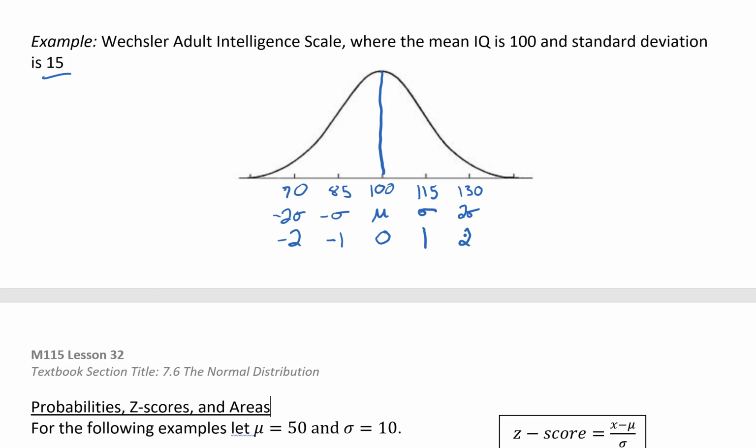I'm going to go and use that formula to verify what we know this next one should be. If I have a data value of 145, and I subtract the mean from it, divide by the standard deviation of 15, I find out that my z-score is 3, which is exactly what we knew it should be. It should be a 3 because it's 3 standard deviations above the mean.